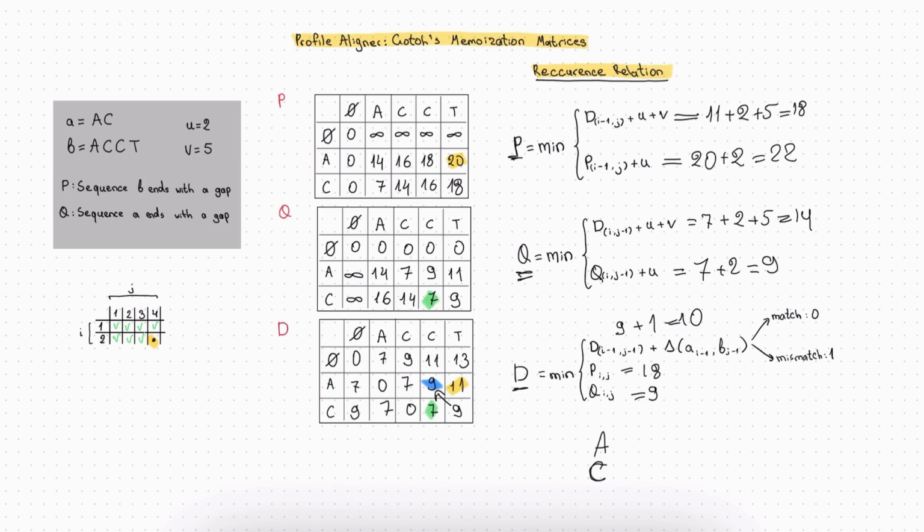We finalized our matrix, and the next question is, of course, what do we do about this? How do we translate this into an alignment, which is the topic for the next video.